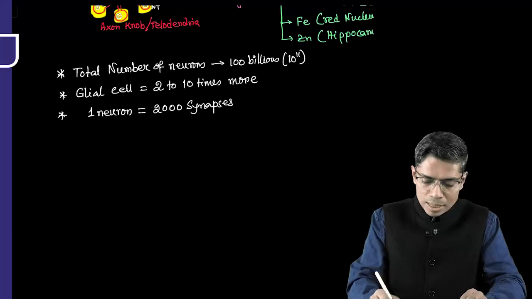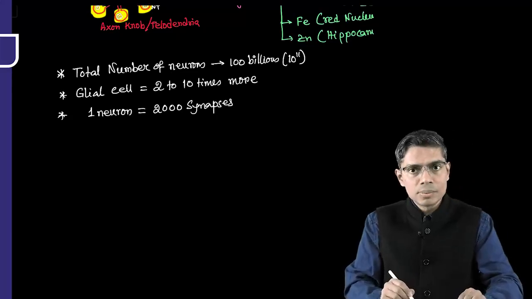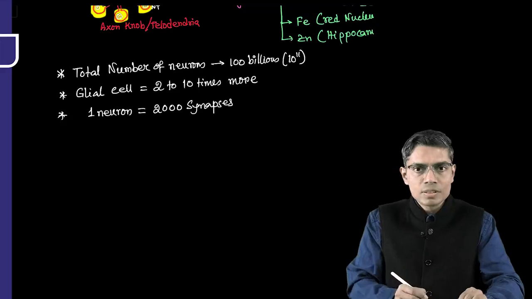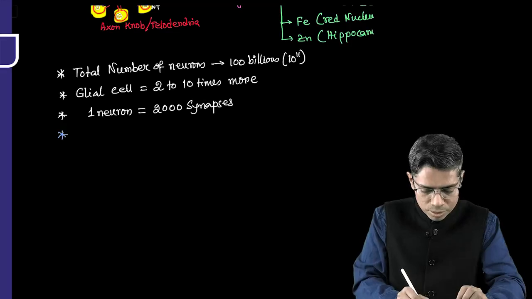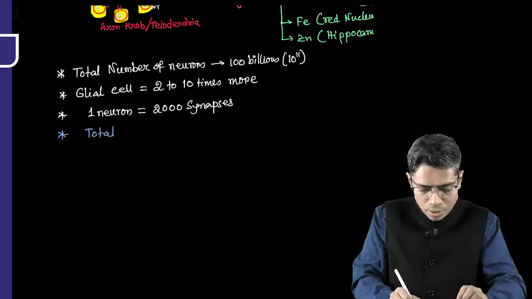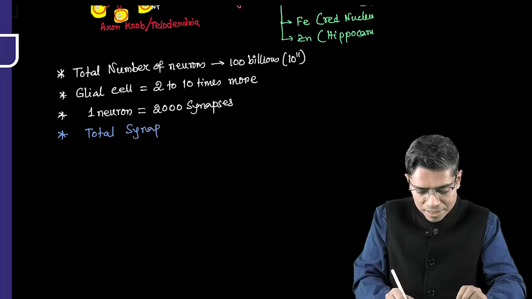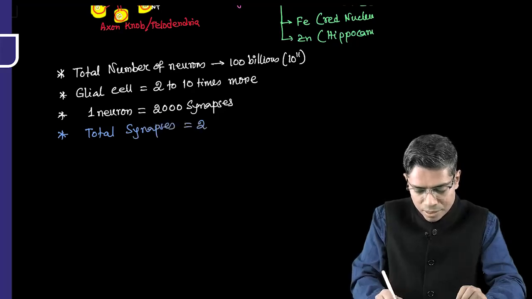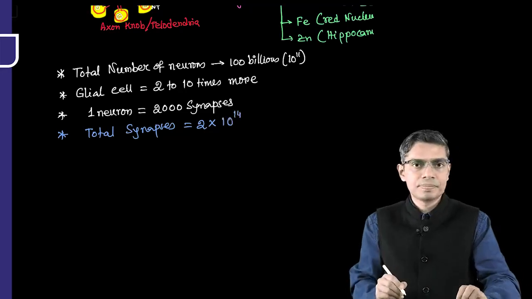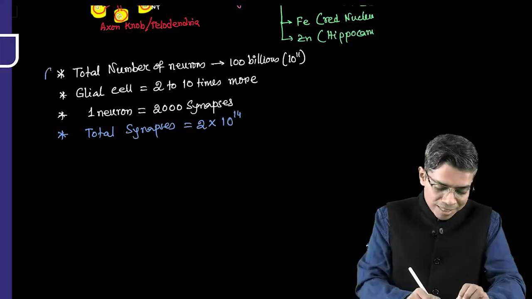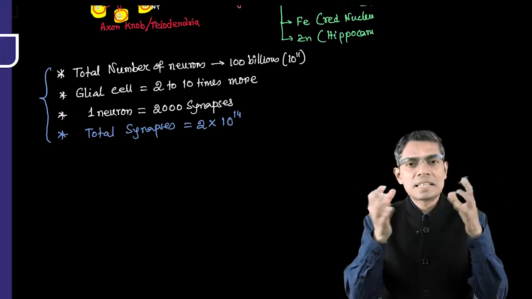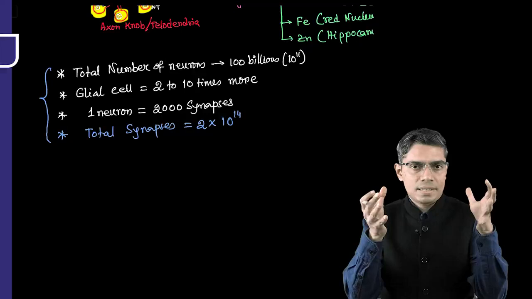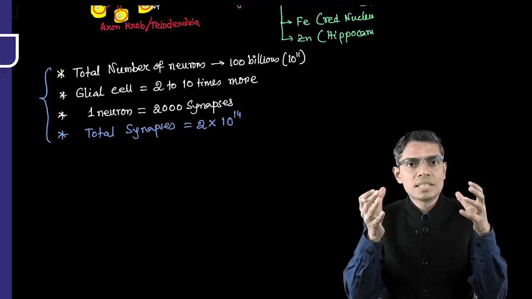So your total number of neurons is 10 to the power 11, and one neuron is forming 2000 synapses. If the question is the total number of synapses in the central nervous system, then your answer is 2 multiplied by 10 to the power 14. Very simple. Now you look, the numbers are very, very huge. The neurons, the glial cells, the synapses, these are very complex areas. The CNS is a very complex area.